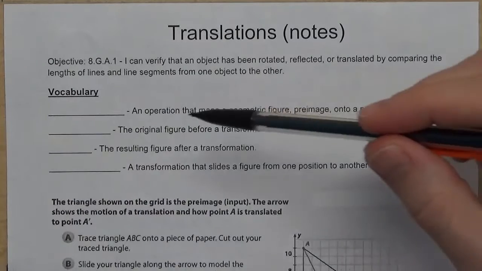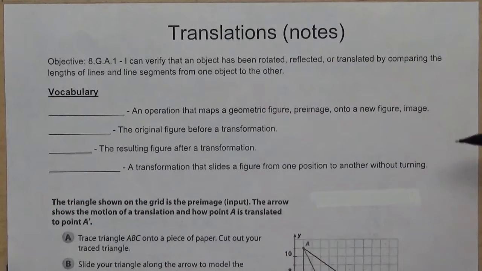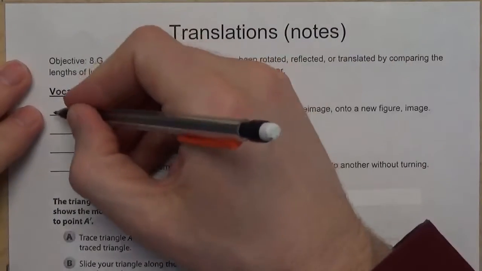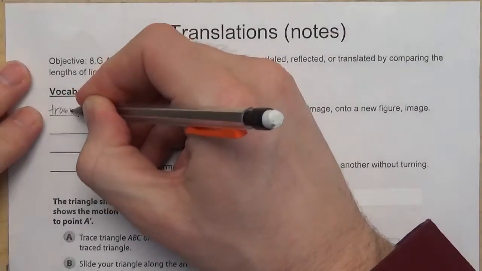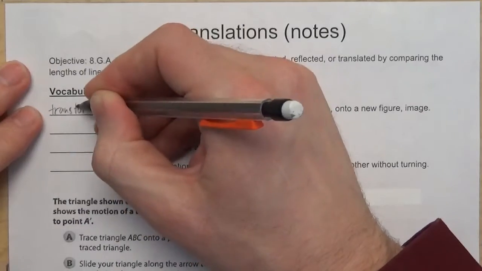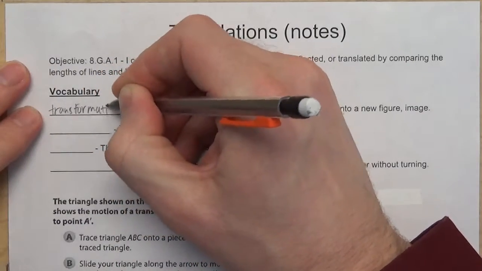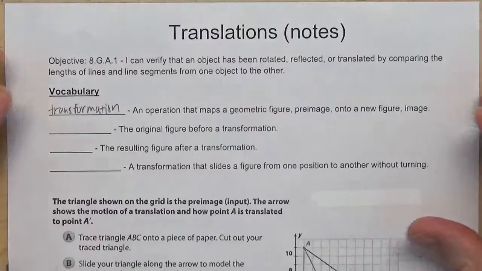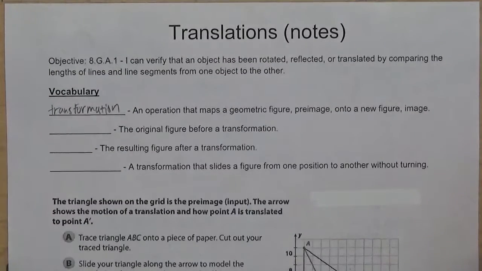Let's look at this vocabulary. An object that maps a geometric figure, called a preimage, onto a new figure, called an image. This is what's called a transformation. Basically, you're taking a shape and you're moving it in some way. And so there's different ways to do transformations. And today we're specifically talking about a translation. It's a type of transformation.